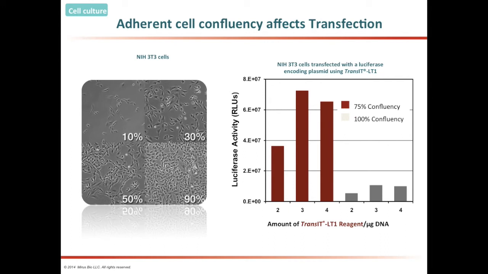To illustrate this point, here's a graph showing 3T3 cells transfected at 75% confluency and 100% confluency. The cells at 75% confluency show very high efficiencies, whereas the fully confluent cells, which are likely not dividing, do not transfect well.